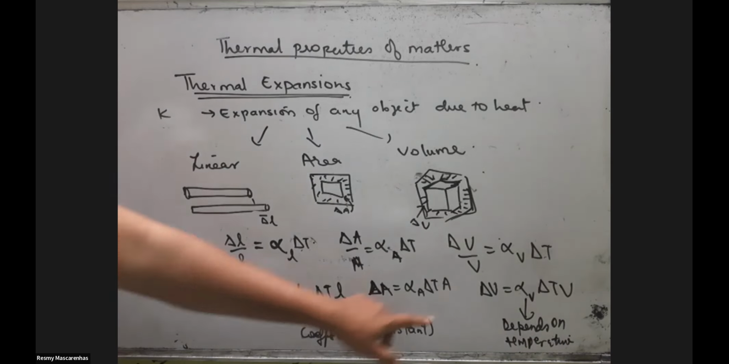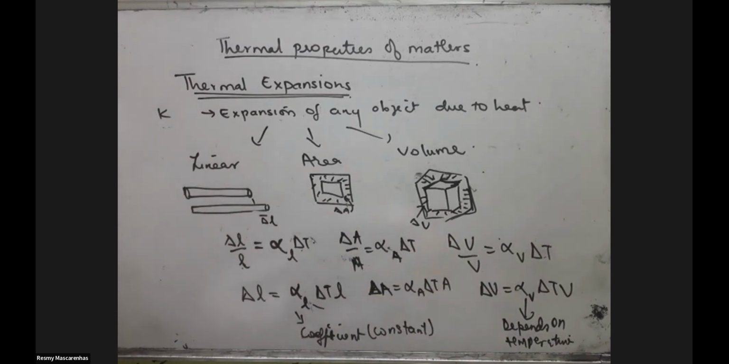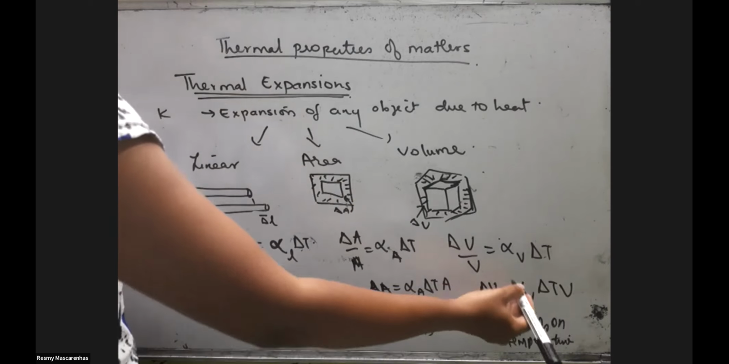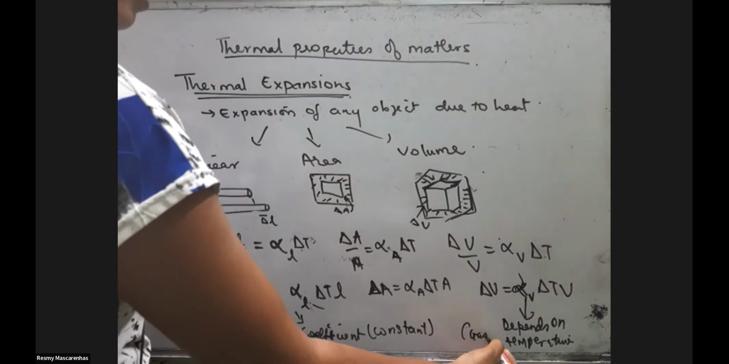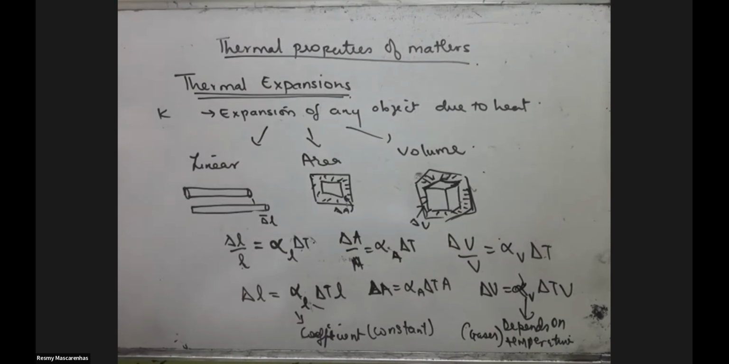This is constant, but here, especially for gases, if the thermometer has a gas, then it depends on temperature. I had given all this in the previous class. Now it's something we are going to derive based on this. That's why I'm just explaining the previous one in short.